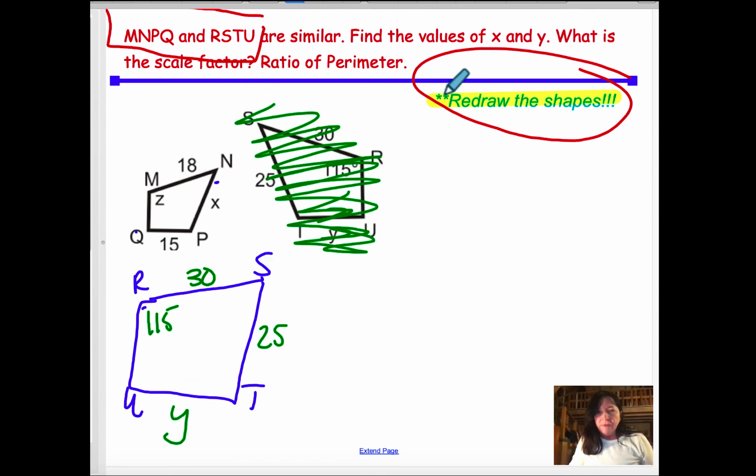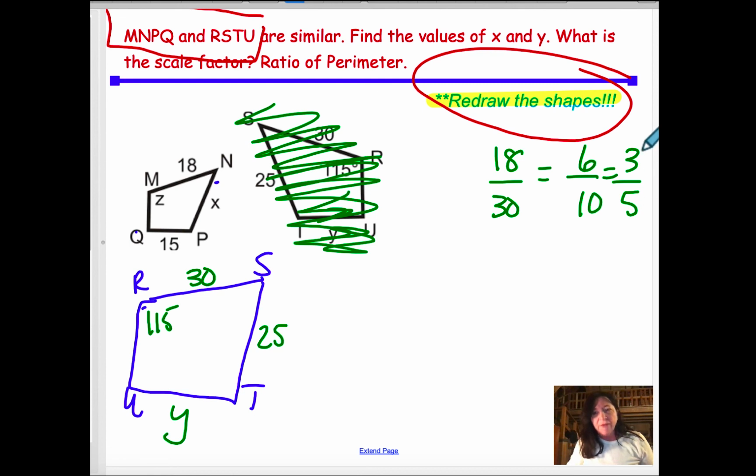Redrawn, done. Find the value of X, and what's my scale factor? My scale factor is going to be side to side. It's not going to be X to 25 because I don't have X. It's not going to be 15 to Y because I don't have Y. It's going to be 18 to 30. Then reduce that. Let's start by reducing by 3. 18 divided by 3 is 6, 30 divided by 3 is 10. I can still reduce that, so let's divide by 2: 6 divided by 2 is 3, 10 divided by 2 is 5. So my scale factor is equal to 3/5 right off the bat.